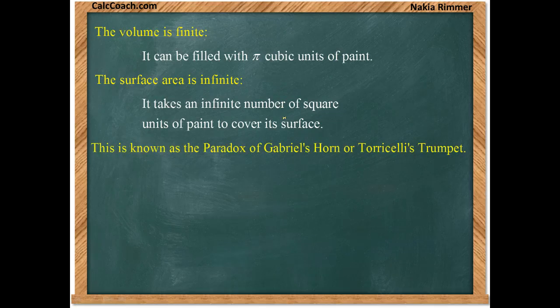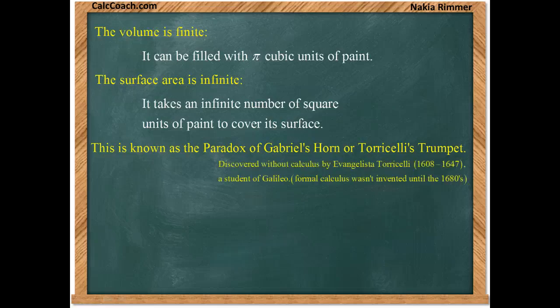That seems strange, and it's actually so strange that it's given its own name. It's called the paradox of Gabriel's Horn, or more precisely, Torricelli's trumpet. Evangelista Torricelli discovered this without calculus. He was born before the age of calculus. In 1641, he discovered this paradox, and people thought he was a lunatic. But it turns out that it actually can be resolved.